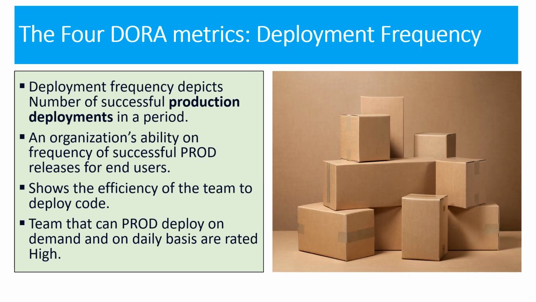Let's understand one by one. The very first DORA metric is deployment frequency. Deployment frequency depicts the number of successful production deployments in a given period. Some teams might use a week, or a month, or maybe a quarter, like how many prod deployments they have done in a particular quarter. It also depicts an organization's ability and frequency of successful prod releases for end users. It shows the efficiency of the team to deploy code. Teams that can prod deploy on demand and on a daily basis are rated high on this particular metric.